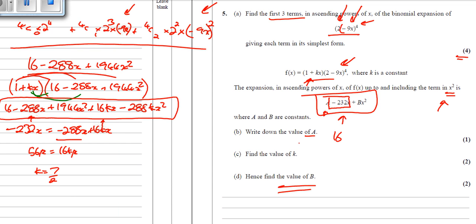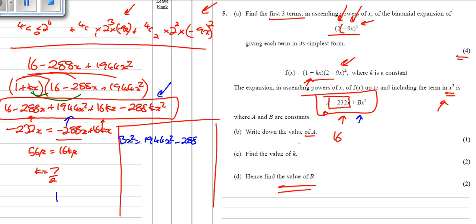So we now have a look at the x squared term. So let's put this in a different colour. It's getting a little bit bored with red. So we know that bx squared equals this one here, which is 1,944x squared. Take away this thing, which is minus 288 times k. But we know that k is 7 over 2, times 7 over 2 x squared. So let's drop the x squared. We've got b equals 1,944 minus 288 times 7 over 2.